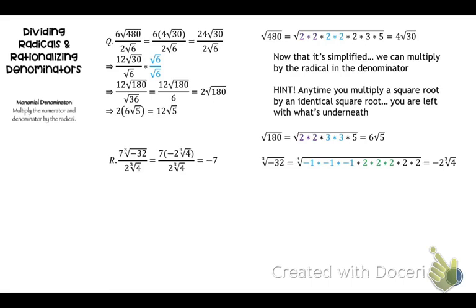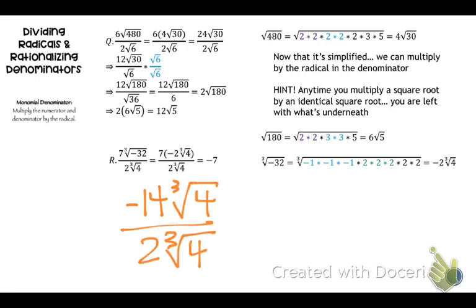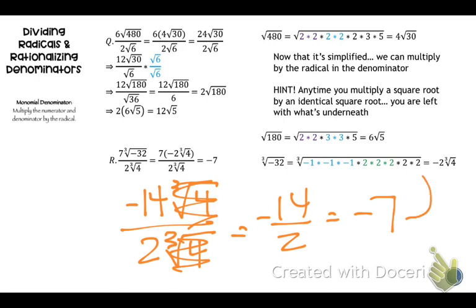Here, let's do this step by step. So 7 times negative 2 is negative 14. Then the cube roots of 4 over 2 cube roots of 4. Well, those cancel, and you're left with negative 14 over 2, which is negative 7.